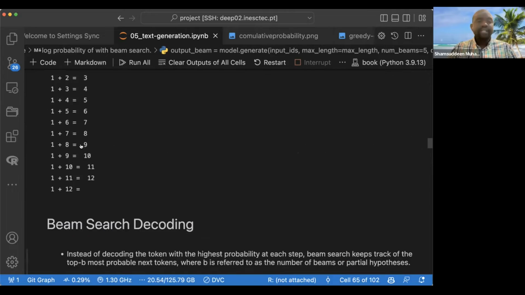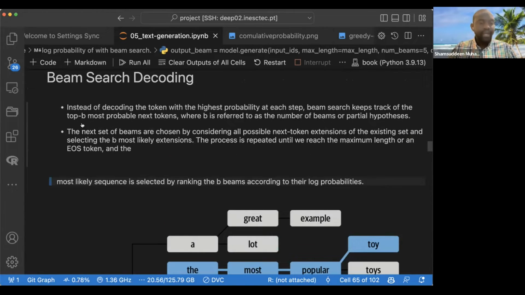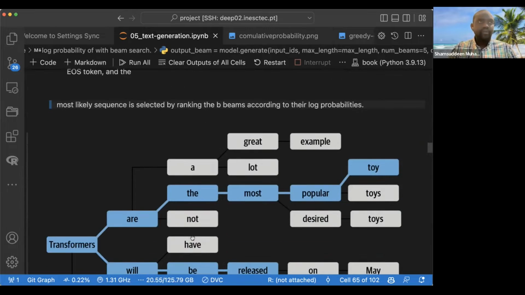Yeah, so it's the same as the greedy search, but it's taking the top B. So when you said you have the 5 beam search, it's taking the top B most probable next tokens, where B is the beam. I don't know if that's the question you are trying to ask.